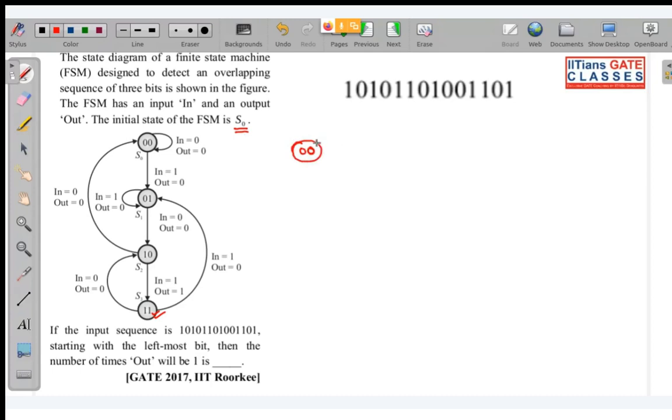Now if you apply input 0, listen very carefully, you are staying at the same place. Don't care about the output at the moment. If you apply input 0, you are staying at the same state. So this is not required, because as you are counting a sequence, you need to move into some other state for counting. If you stay at the same state, how are you going to count? So you need to proceed to some other state.